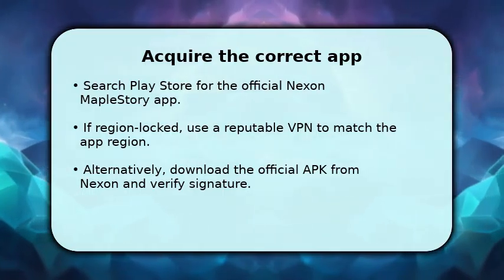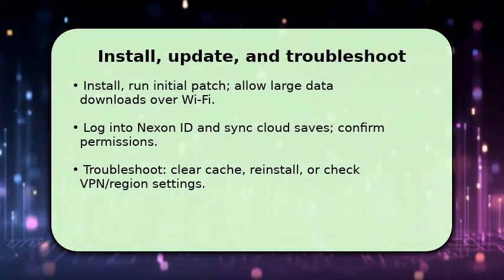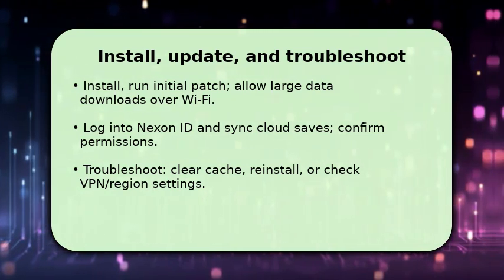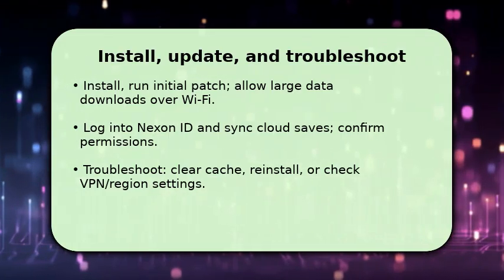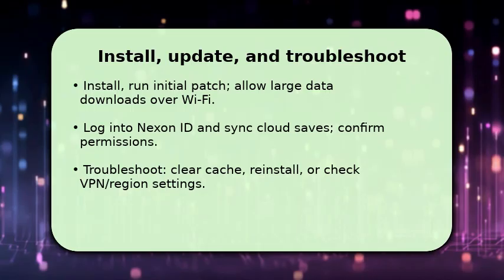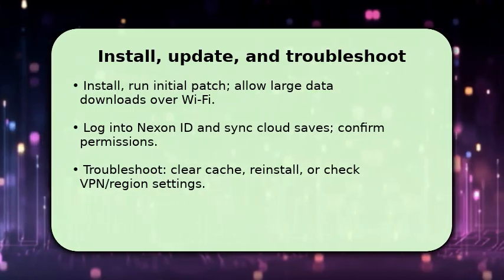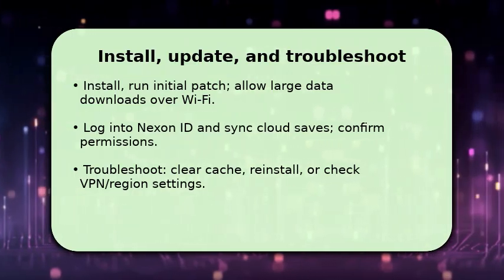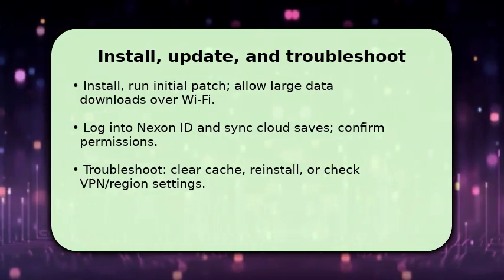Finish by installing and launching the game. Accept initial patches and let it download large data sets over Wi-Fi to avoid failures. Log into your Nexon ID to sync progress and confirm storage and network permissions so updates run. If the client fails, clear the Play Store and app cache, uninstall and reinstall, or reconnect the VPN to the region the game requires. Also check that your device date/time is correct. That one troubleshooting tip resolves most region and update issues quickly.